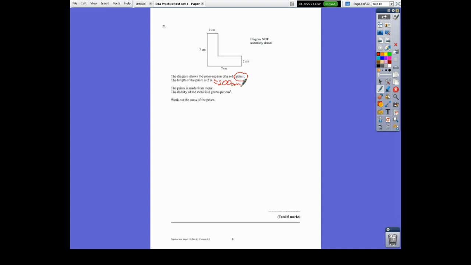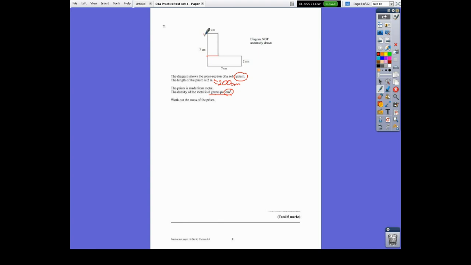The prism is made from metal, and the density of the metal is 8 grams per centimeter cubed. So we want to work out the volume of this in centimeters cubed, so that we can multiply that by 8 to work out the total mass of the prism. The first thing we need to do to work out the volume of a prism is work out the area of the cross-section, which is the area of this front shape.